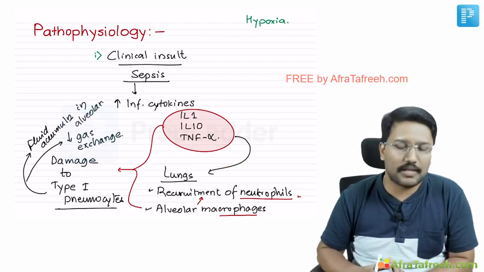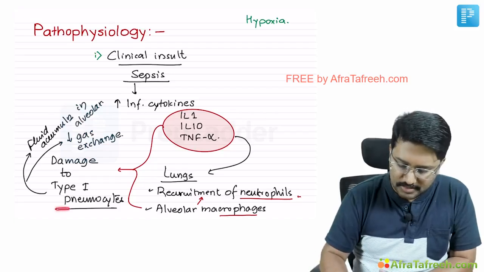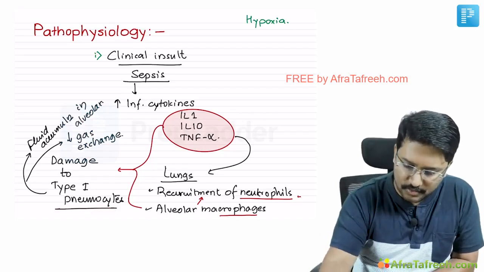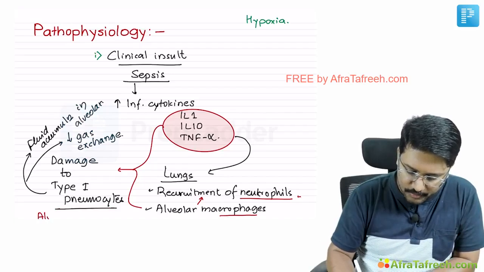Now this inflammatory cascade is not only damaging the type 1 pneumocytes, but it is also damaging the alveolar basement membrane.